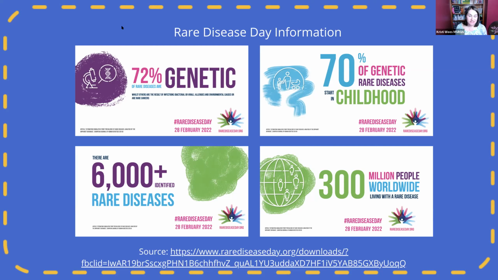70% of genetic rare diseases start in childhood, and there are over 6,000 identified rare diseases, which impact 300 million people worldwide. This Rare Disease Day event is a worldwide event, and there are events happening all over the world, a lot here in the United States. I took part in the National Institute of Health's Rare Disease Day, which was recorded. So if you're interested in that, that happened on Monday. And then in the Mountain States region, these pop-ups are what we do to help raise awareness and talk about rare diseases and specifically genetic conditions.